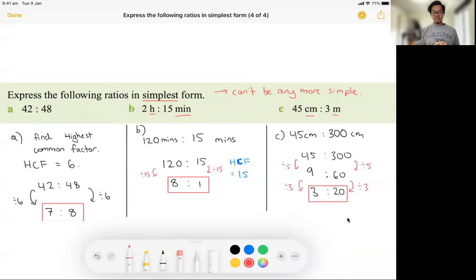So that means 45 centimeters to 3 meters is the same ratio as 3 to 20. A lot simpler, a lot easier. And that's how we would do that.